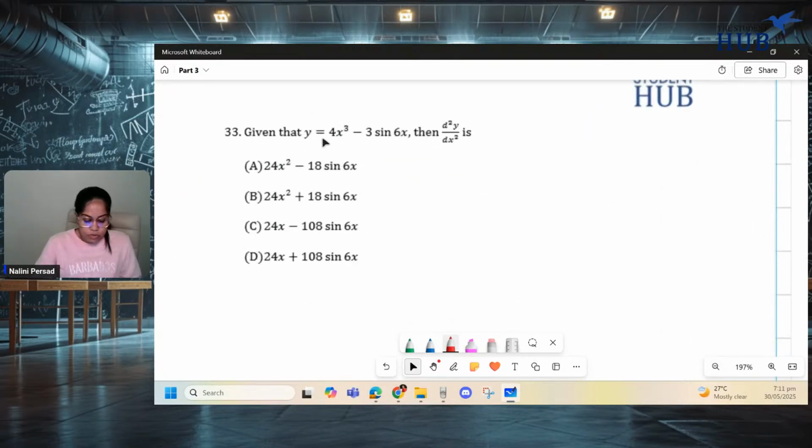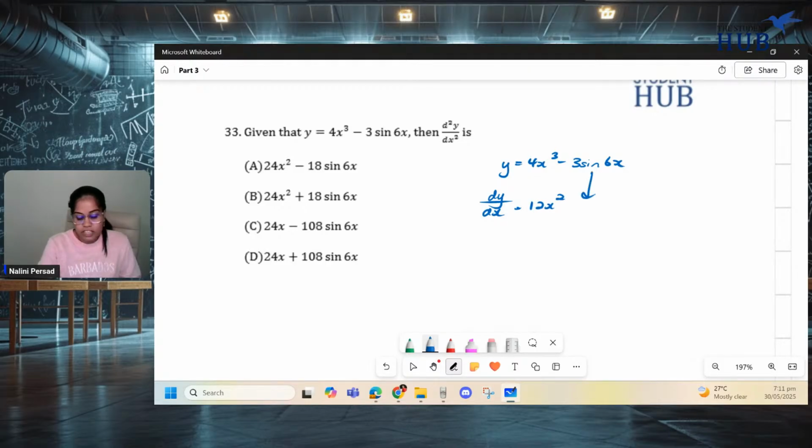y is equal to 4, y is equal to this. We need to find the second derivative. That means you're going to differentiate twice. So you bring down the power, 4 times 3 is 12, minus 1 from the power. Differentiating sine gives you cos. But this is 6x, so when I differentiate that, I'll get 6. Sine goes to cos, put back the brackets.